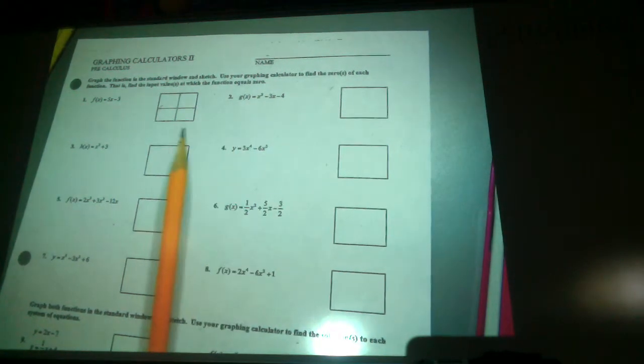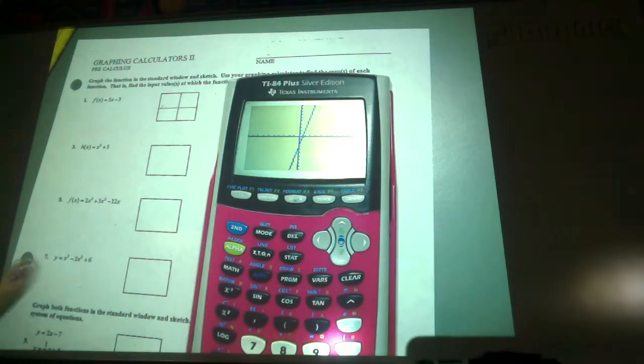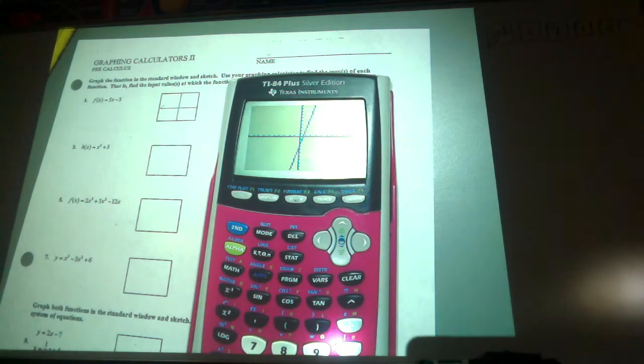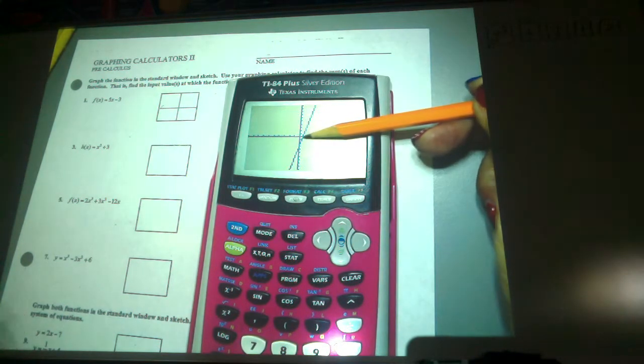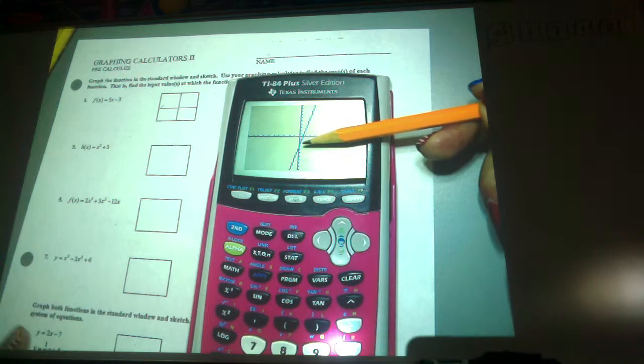So what is a zero of a graph? What does that mean? Where the graph crosses the x-axis, right? Where the y-value is zero. So that would be the zero. You're not going to guess. We can actually calculate exactly what it is.